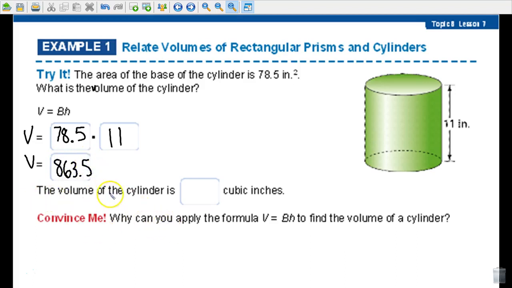Okay, so the volume of the cylinder is 863.5 cubic inches. If you got that right, give yourself a little pat on the back. And we're going to keep moving forward. On we go.